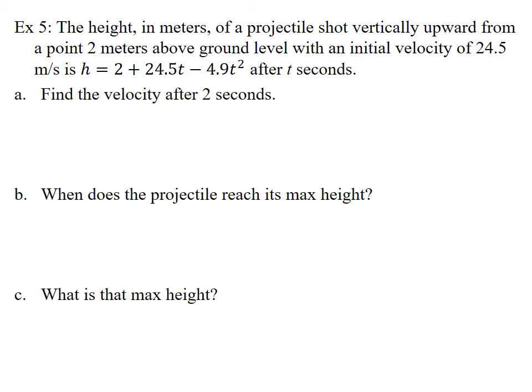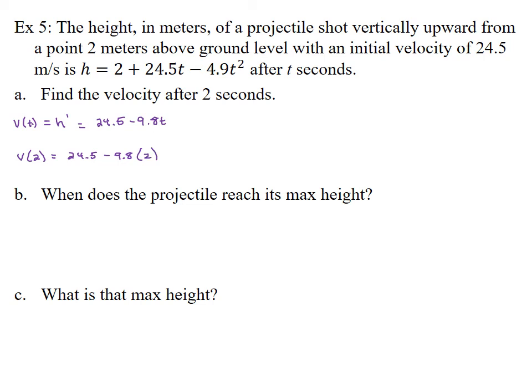Well, if I know that position is h, I can say that the velocity v of t is equal to h prime. So take the derivative of this. The 2 goes away. The 24.5t becomes 24.5, and then 2 times 4.9 makes this a 9.8t. To find the velocity after 2 seconds, I'm going to plug 2 into what I just found. That is 24.5 minus 9.8 times 2.